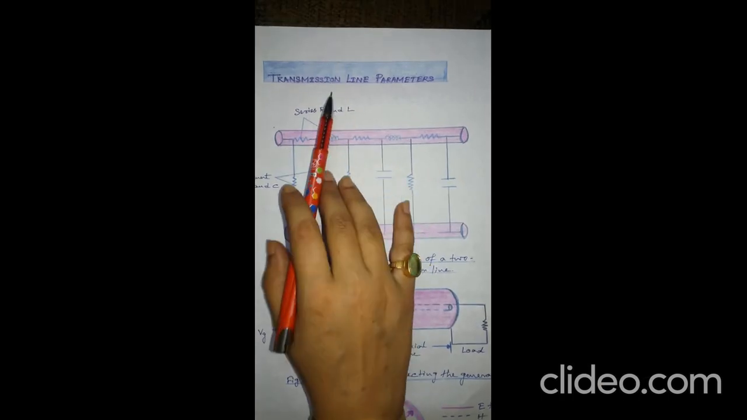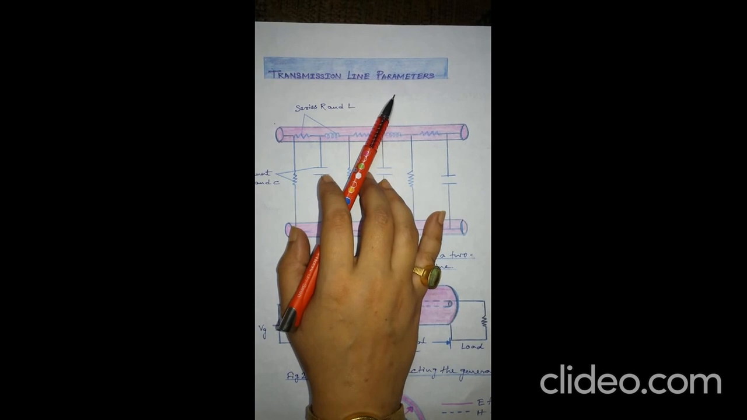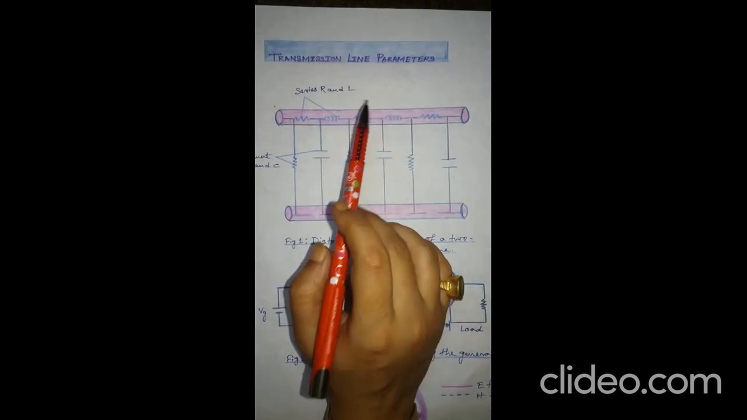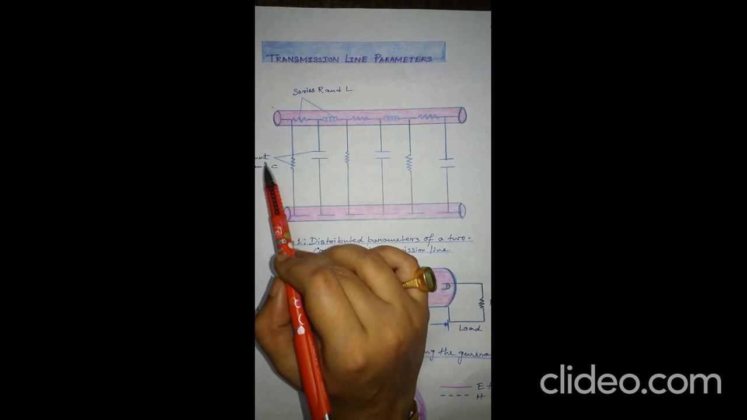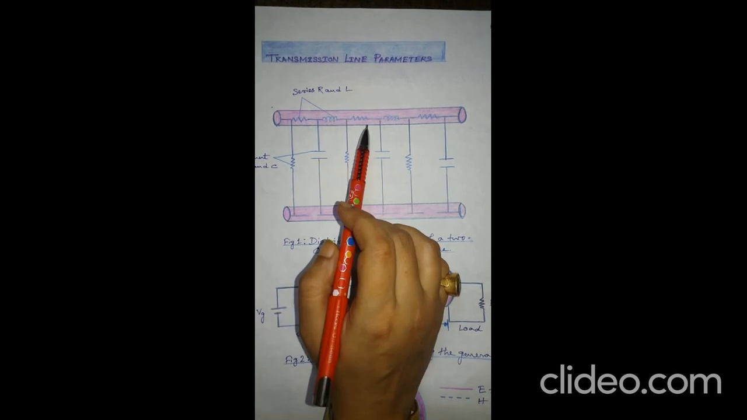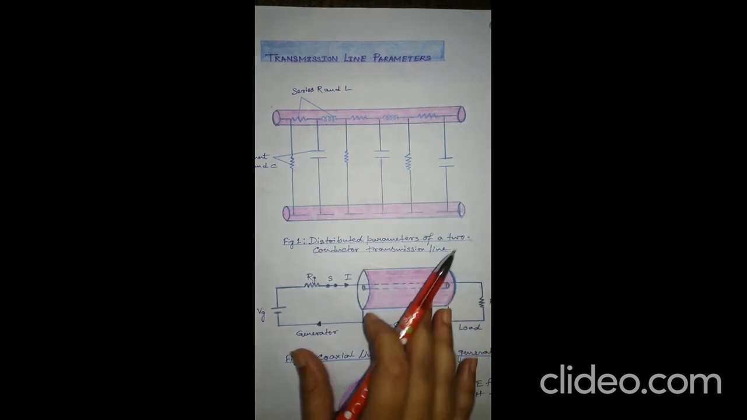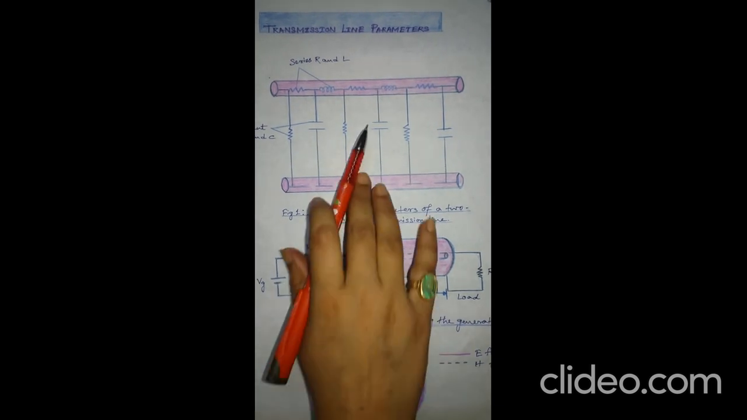Now the topic is transmission line parameters. Look at this figure. In this figure, the line parameters R, L, G, C are not discrete or lumped. They are distributed. These are the distributed parameters of a two-conductor transmission line.